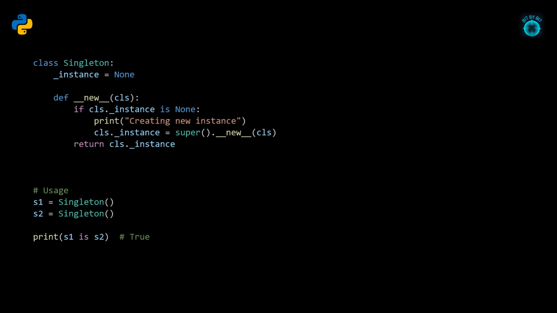Next, we override the special method called __new__. The __new__ method is a built-in method in Python that is called before the constructor, and it's responsible for creating the object itself. Inside the __new__ method, we use cls, which refers to the class itself, not an instance. This allows us to work with class variables like cls._instance. We check if cls._instance is None. That means the object hasn't been created yet.